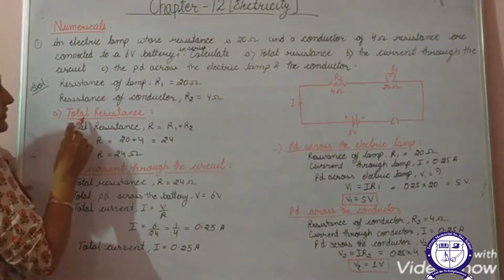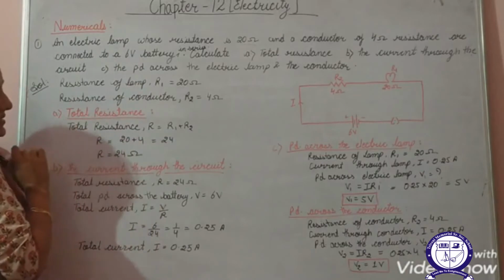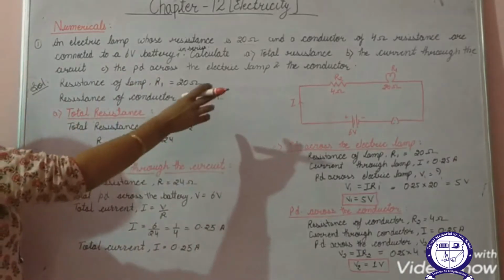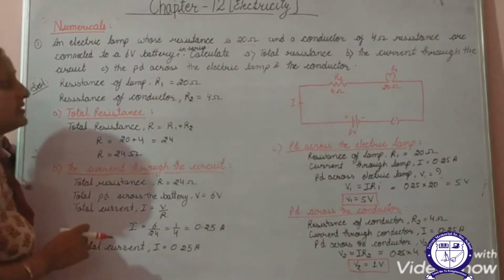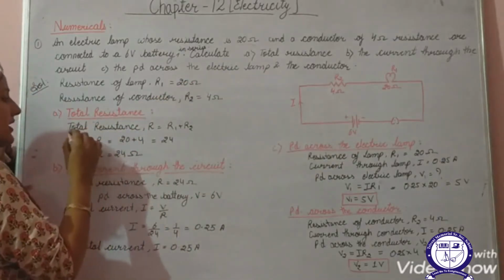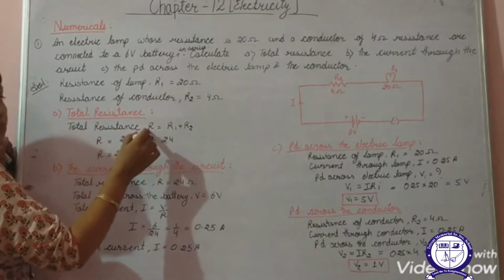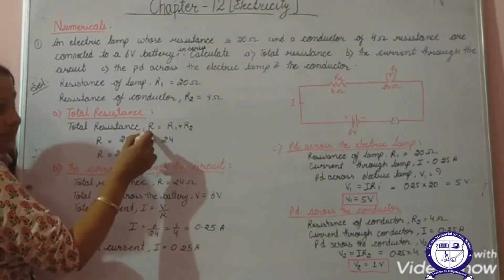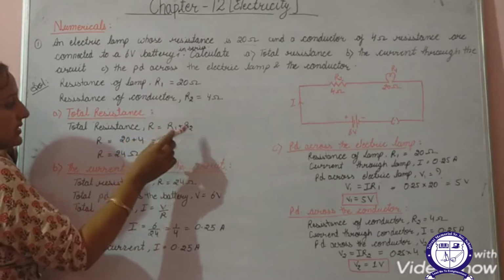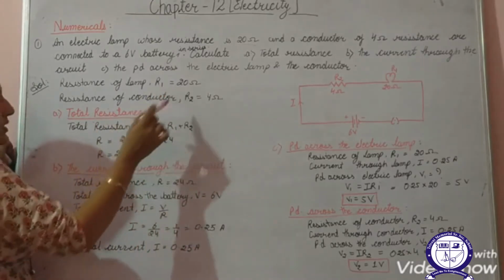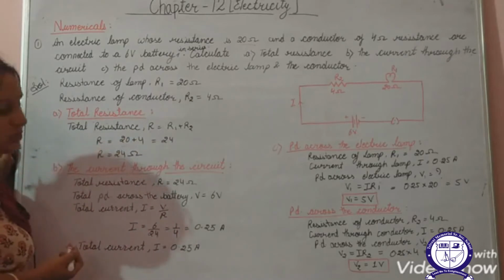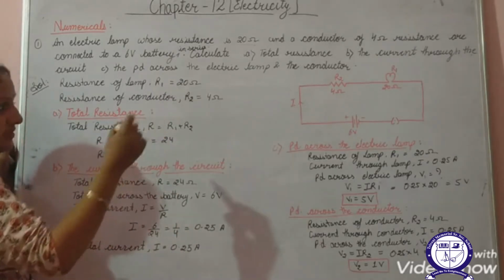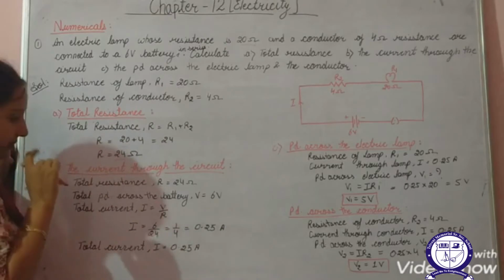Now the first part that we have to calculate is the total resistance. We know that the two resistors here, that is the conductor and the lamp, are connected in series. For calculating the total resistance, we'll apply the formula for series combination, that is R equals R1 plus R2. R1 is 20, R2 is 4. On solving it, you will get the answer to be 24 ohm. So the total resistance of the circuit will be 24 ohm.